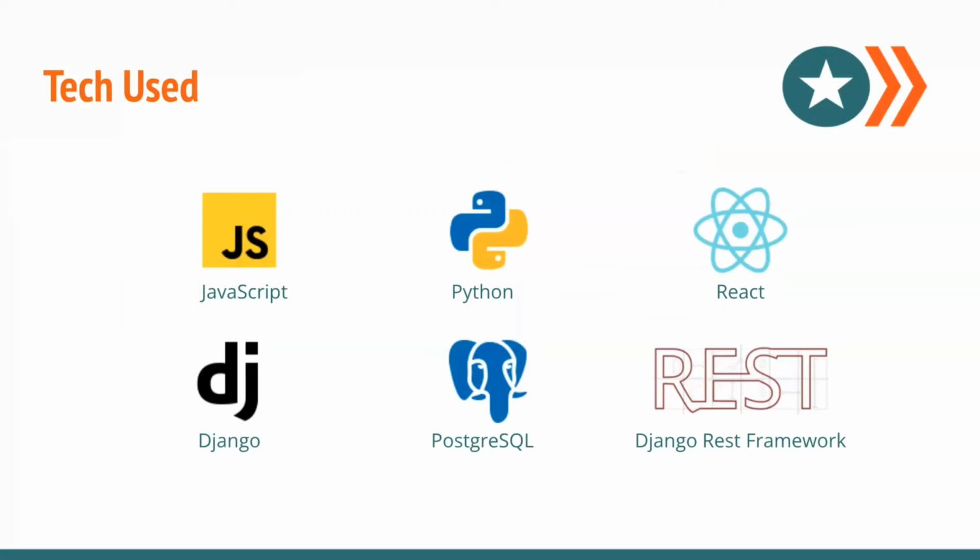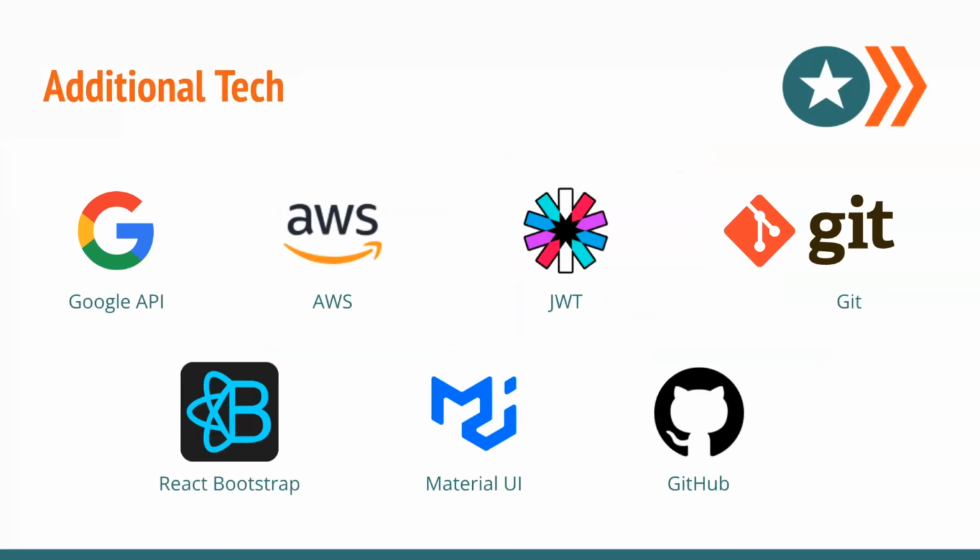Thanks, John. As seen on the slide, there were a number of frameworks and technologies that went into the creation of Code Platoon Central. Some notable technologies that we used are Django and Django REST framework for the backend, React.js to handle the user experience on the front end, and a Postgres database to manage and store all of our data. There was also additional technology that we leveraged to create Code Platoon Central.